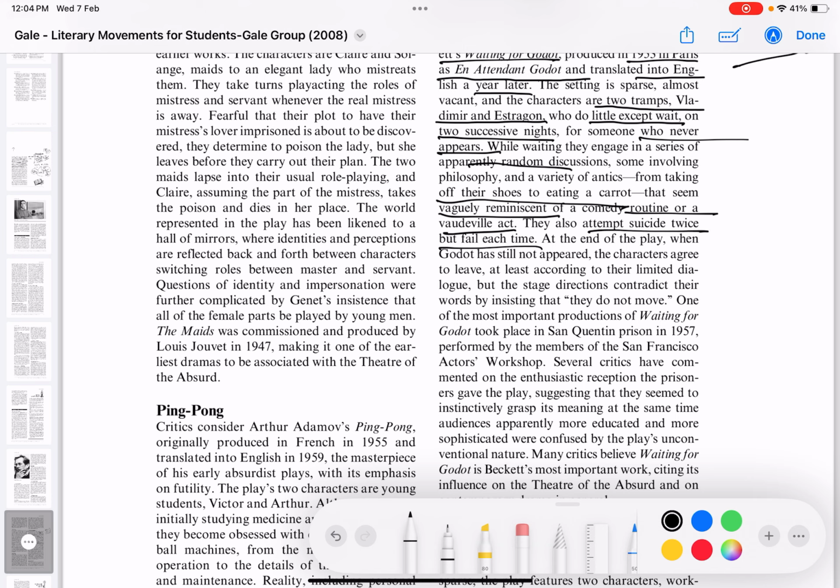Now at the end of the play, when Godot has still not appeared, the characters agree to leave, at least according to their limited dialogue, but the stage directions contradict their words by insisting that they do not move. So they were saying that okay, now this Godot is not coming, so we will leave, but the play ends with the stage direction that they do not move.